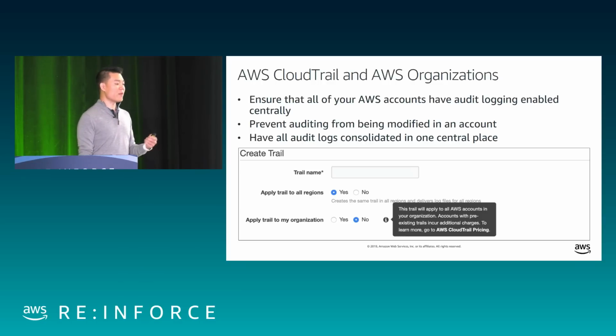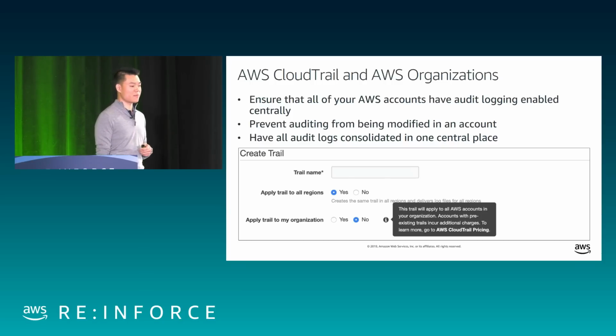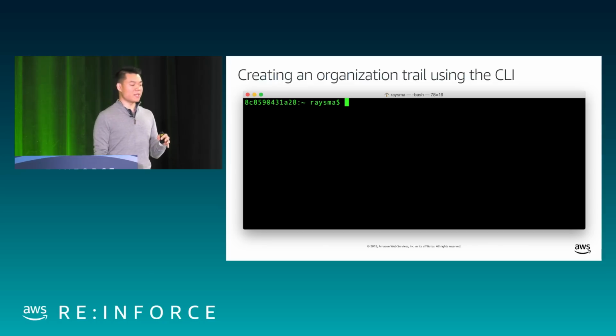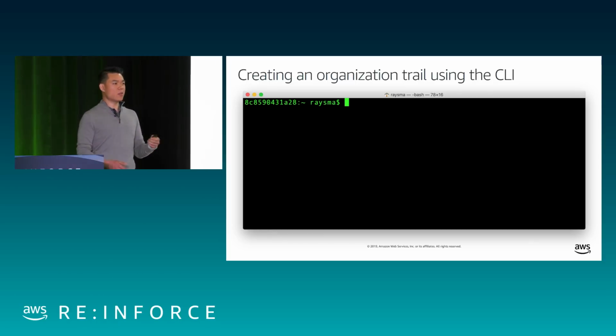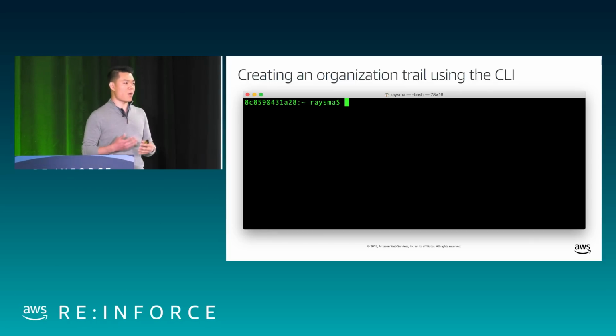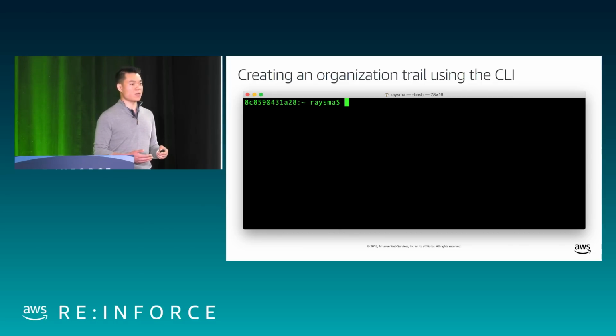And so I want to show you how easy it is to set up an organization trail using the CLI. So the first thing that I need to do is to create my S3 bucket for storing logs inside and securing it. It's a little bit long to talk about the bucket policy that you need, the S3 policy, and creating the S3 bucket.